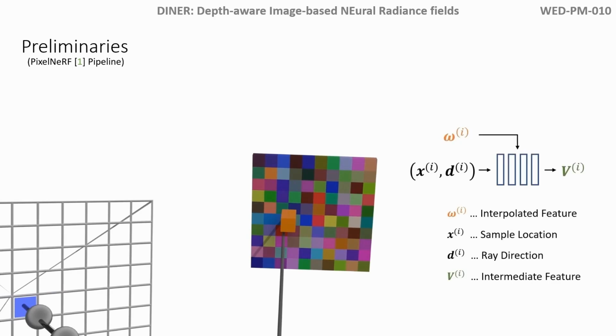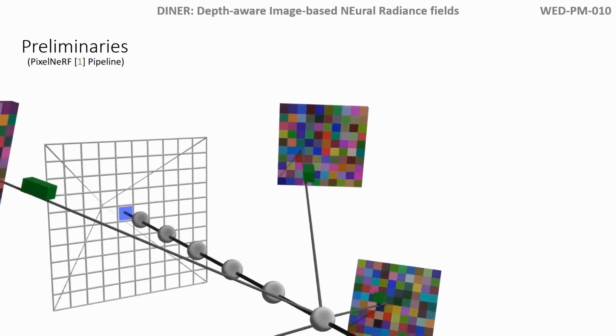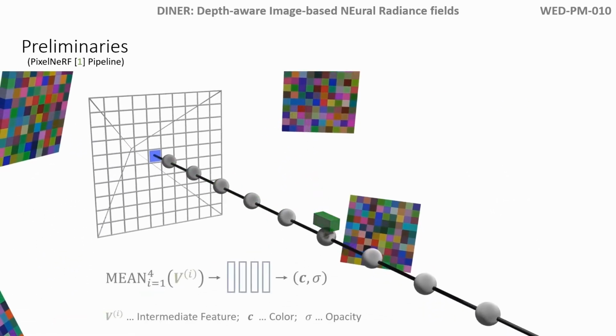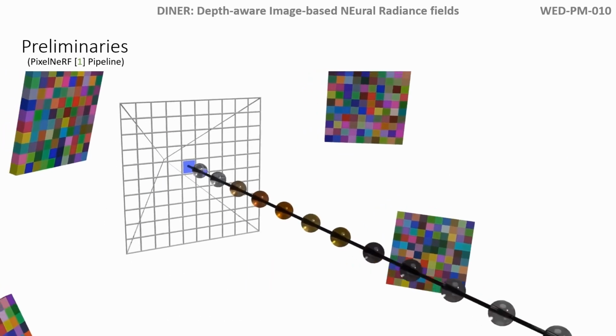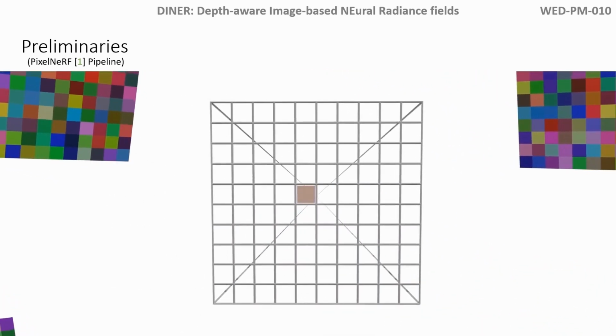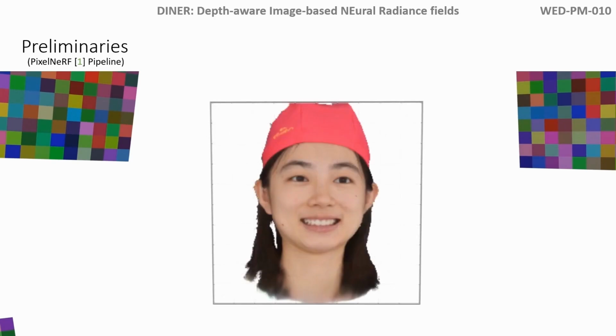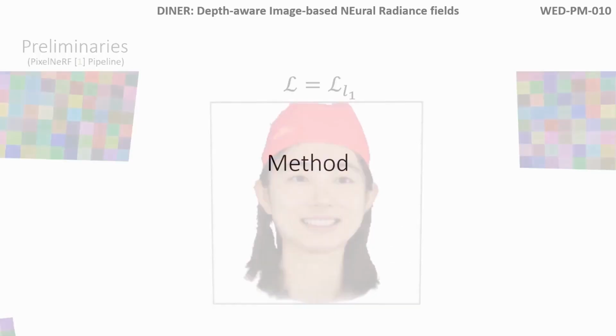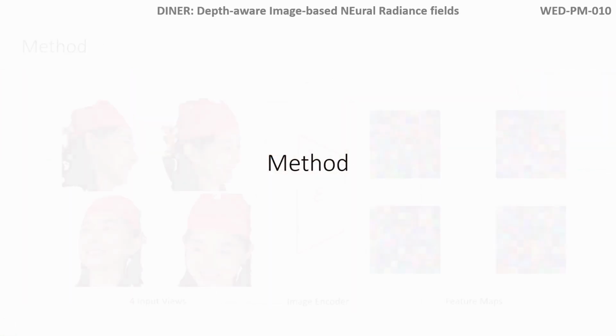The result conditions an MLP, which regresses intermediate feature vectors. The vectors from all views are averaged, and a second MLP regresses the color and optical density of the sampling point. Volumetric integration yields the final color. During training, the L1 distance between predicted ray colors and ground truth pixels is minimized. Our method, DINER, builds upon this pipeline.